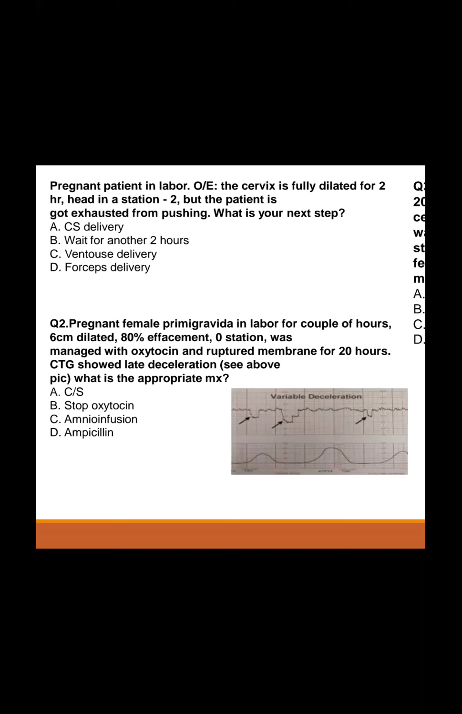Excellent, well done. The second question will be by Dr. Badhun. Second question. Yes, ma'am. Pregnant female, primigravida in labor for a couple of hours, 6 centimeter dilated, 80% effacement, station 0, managed with oxytocin, and ruptured membranes for 20 hours. CTG showed late deceleration. What is the appropriate management? Options: CS, stop oxytocin, amnioinfusion, and ampicillin.